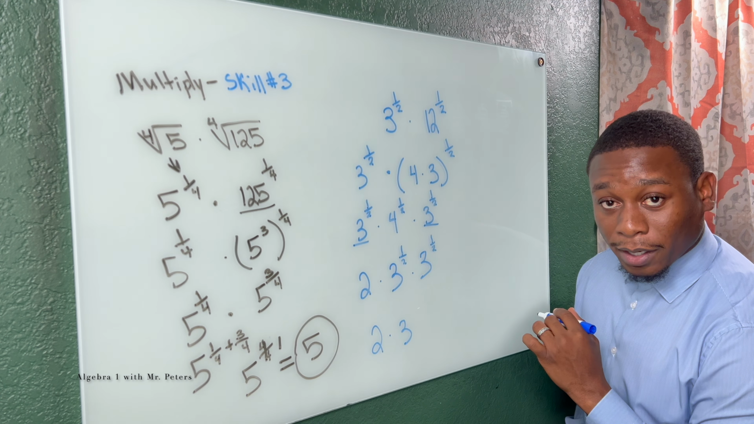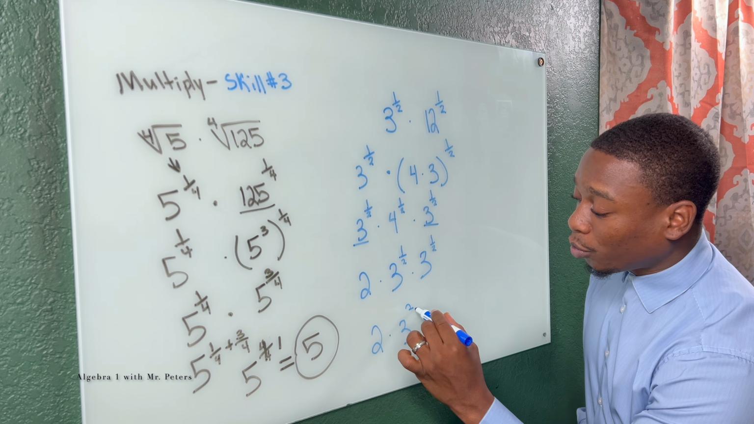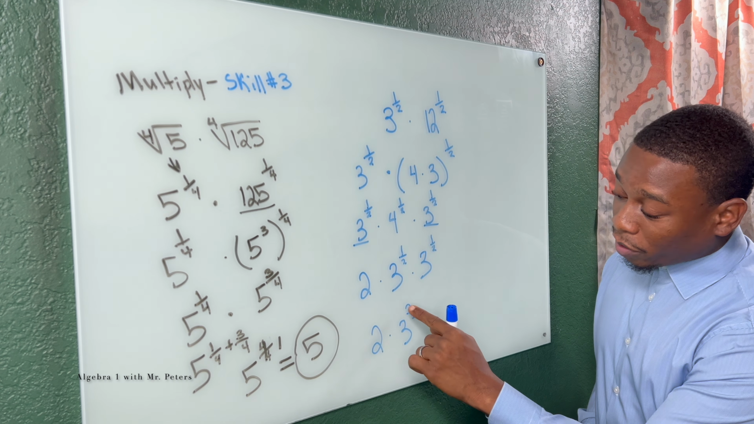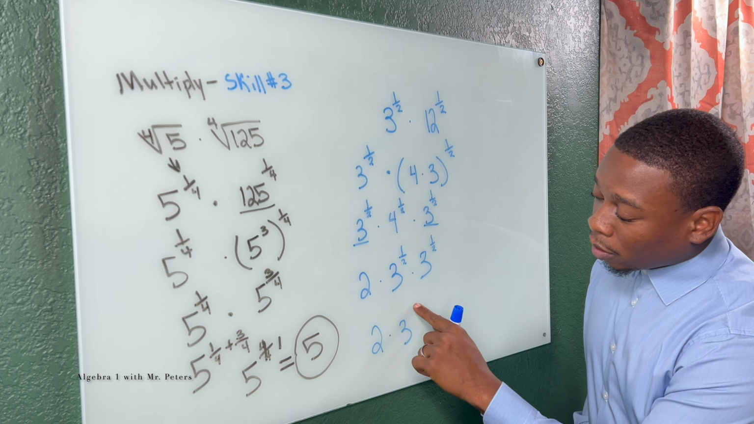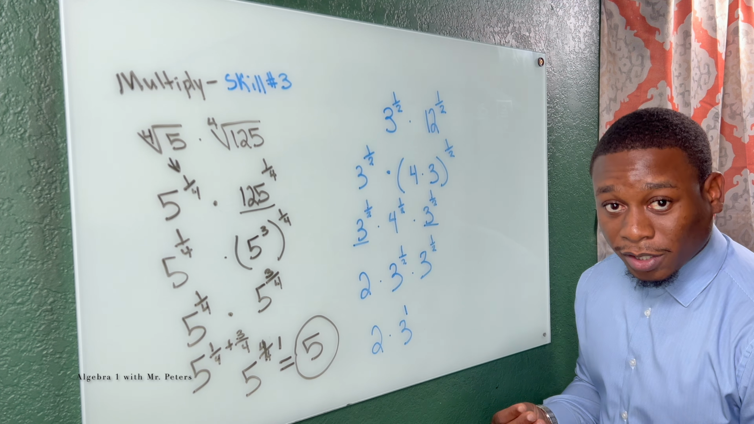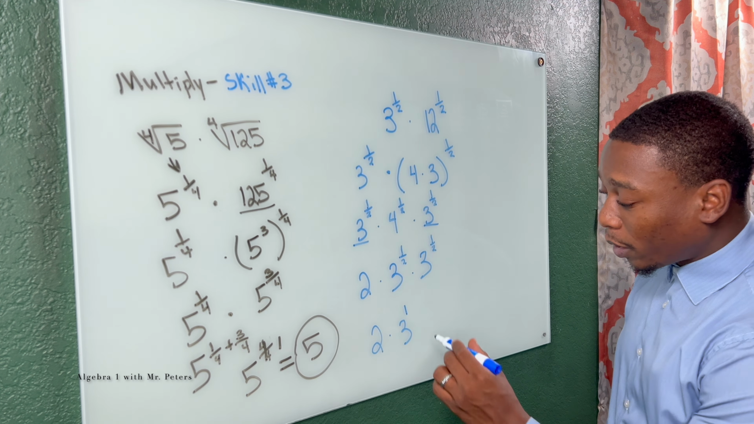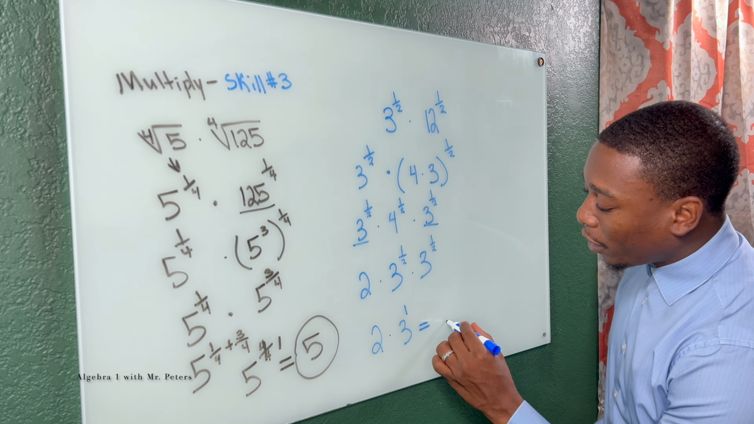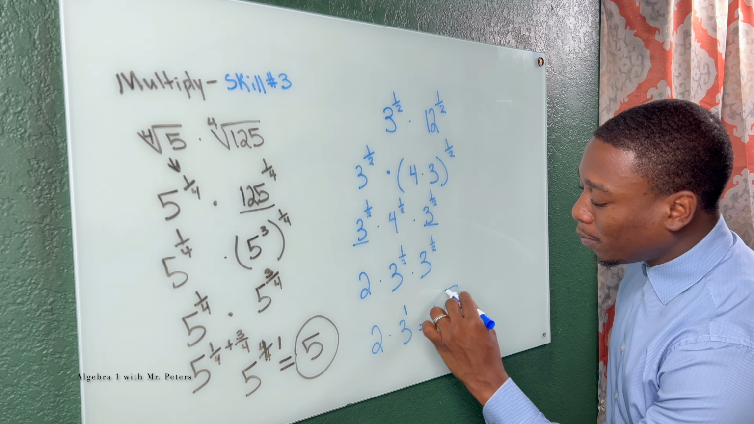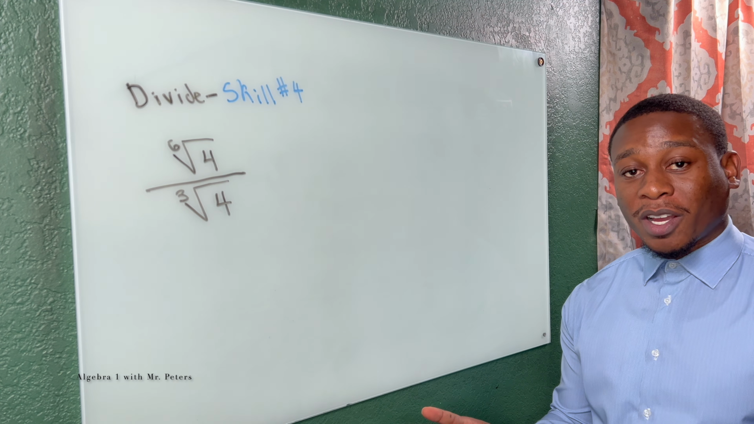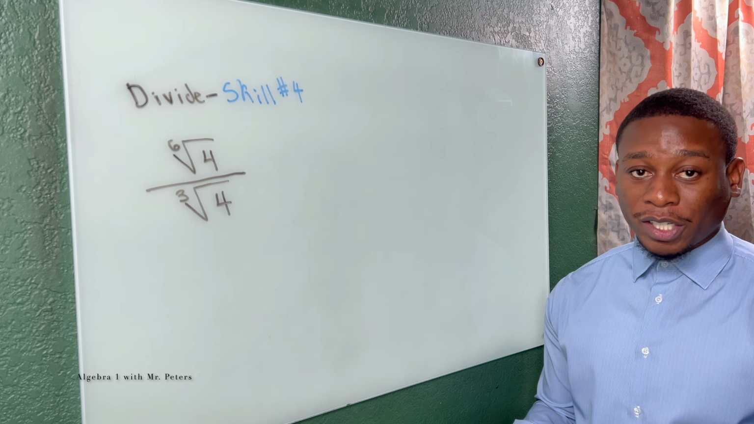And after we add the exponents, we're going to have 2/2. So this just simplifies, right, to 3 to the 1st power, which is itself. So now when I multiply these two together, my final answer should actually be 6. Next skill we're talking about, family, is how to divide using rational exponents.